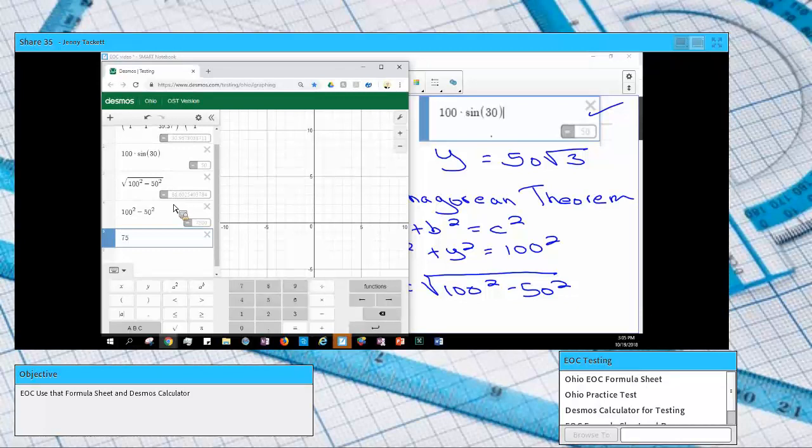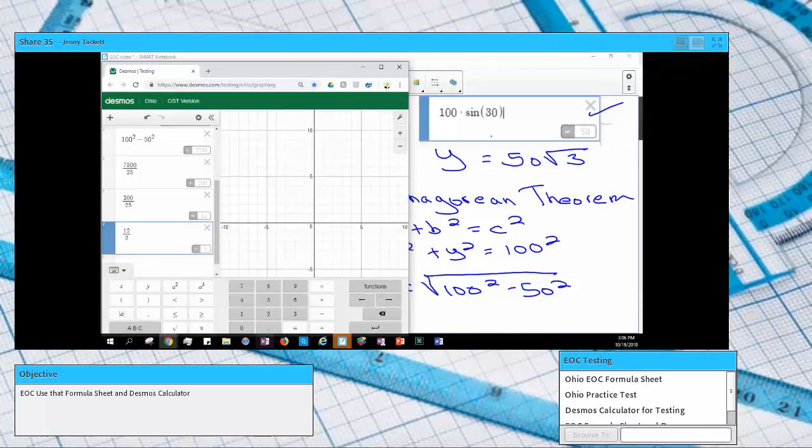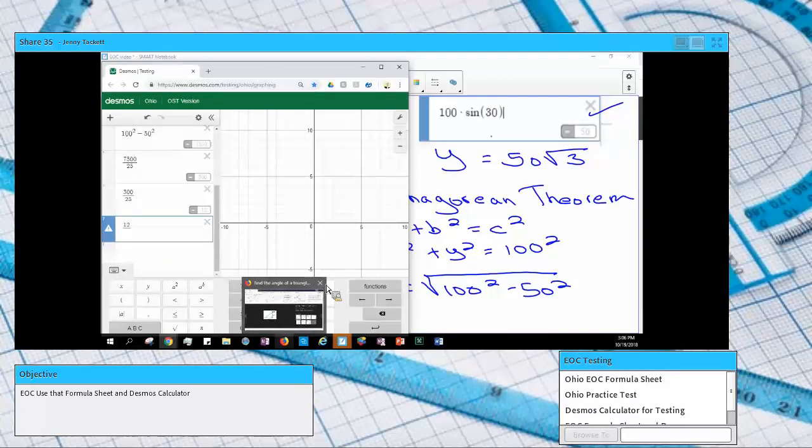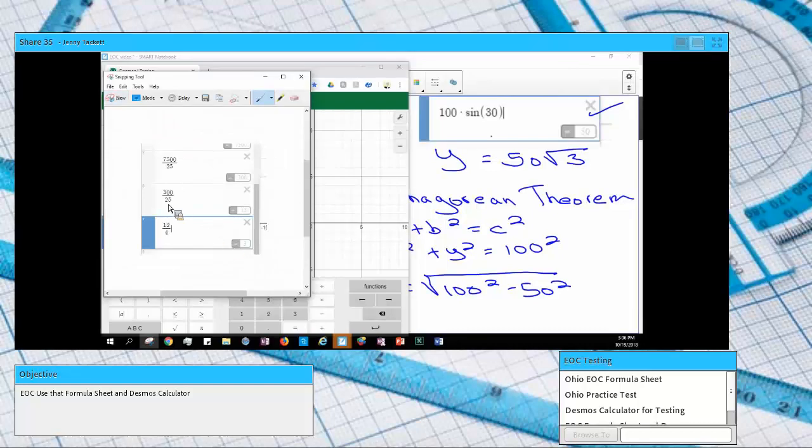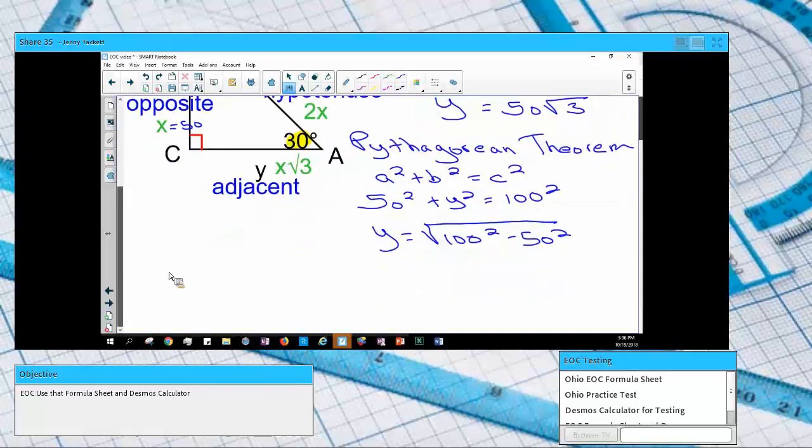Well, 75,000, I know 25 goes into 75,000, and 25 is a perfect square, so that would give me two sets of 5s. I think 300 is divisible by 25. And then 12, I know, has the values of 4 and 3, and 4 is a perfect square. So I can still get to that 50 square root of 3 this way, using the Pythagorean theorem and rationalizing the radical.